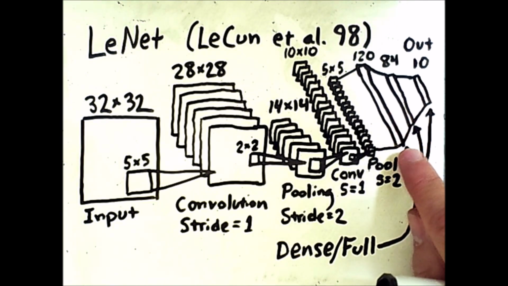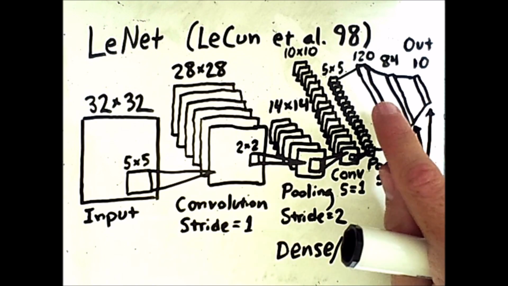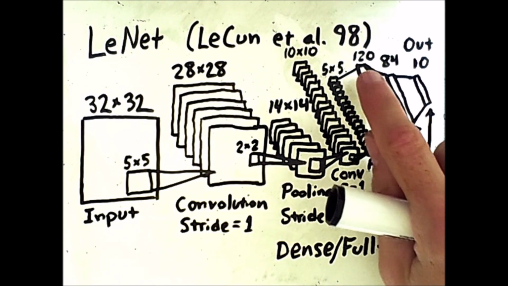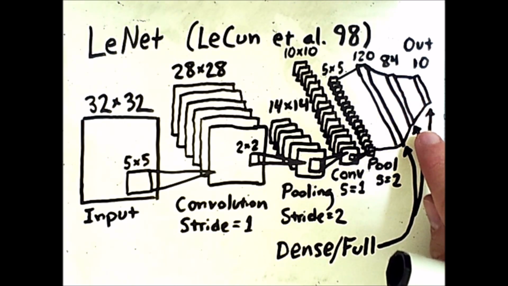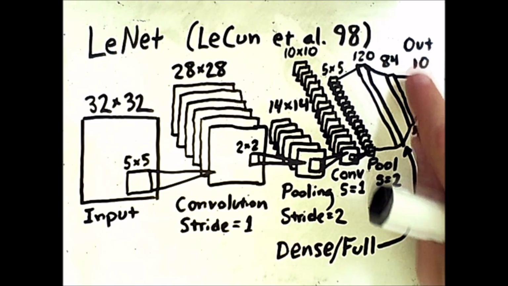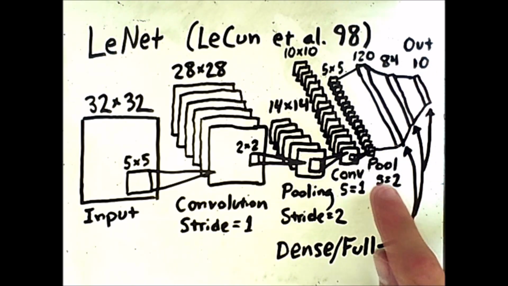This is just a multi-layer perceptron with 2 hidden layers. There's 120 neurons in that hidden layer, 84 neurons in that hidden layer, and then the output layer has 10 neurons.